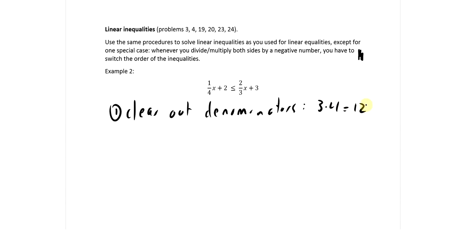What can I do with this 12? Well, if I wanted to get my fractions together as fractions, I'd have a common denominator of 12. But since this is an equation, I can just multiply both sides by 12.